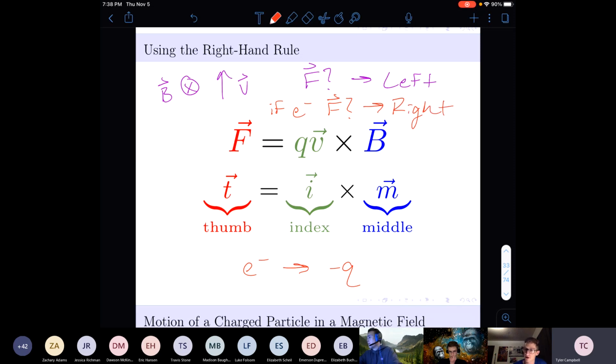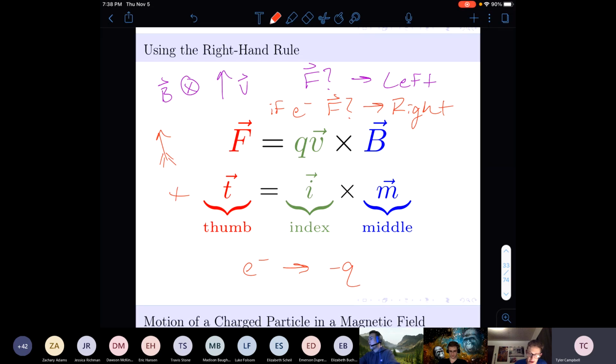Allison asked a good question. Does a circle with an X through it always mean out of the page? A circle with an X through it actually means into the page. Think about it in terms of an arrow, like an old-style arrow. If you look at this arrow from behind, you would see just an X.